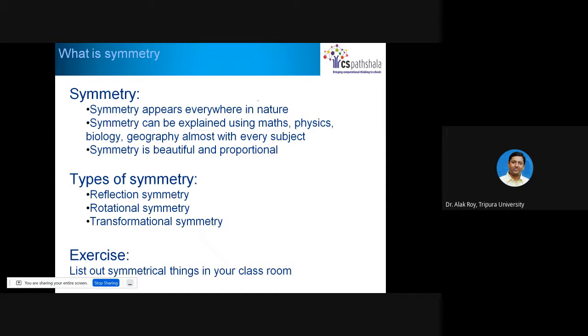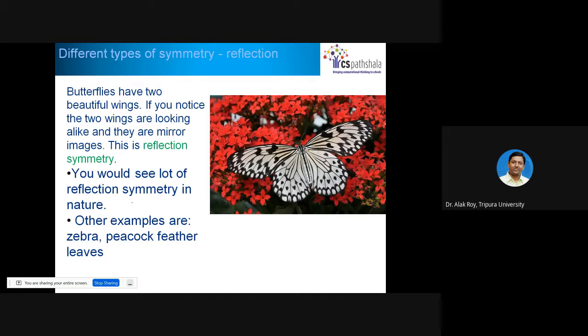Symmetry can be everywhere, maybe in nature, or in math, physics, biology or geography. Symmetry is beautiful and proportional. But since we are in stage 5 or class 5, students should go deeper. They should know the differences between types of symmetry, like reflection symmetry, rotational symmetry, and translation symmetry. So let's see reflectional symmetry.